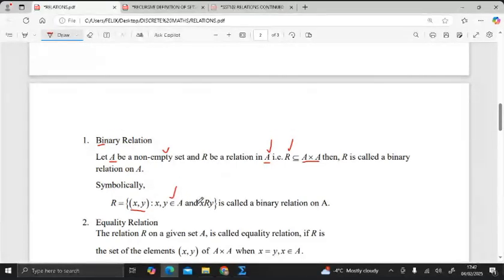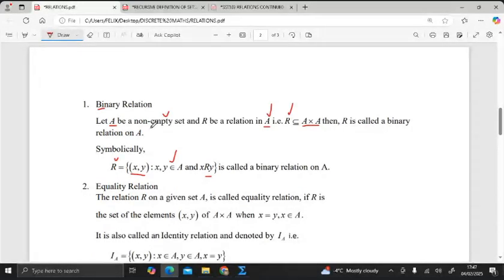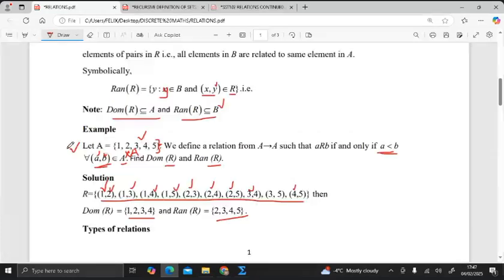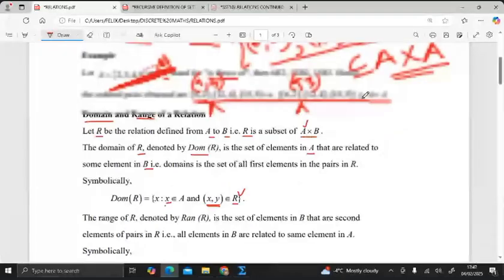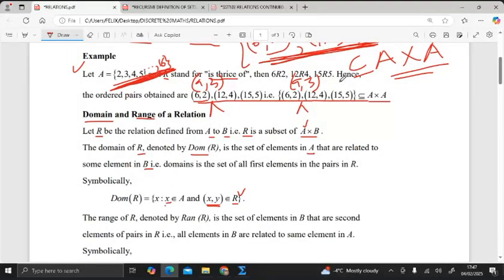And you can see in this case, you're told that symbolically, R is a binary relation if its membership is an ordered pair XY, where X and Y belong to A. Both of them belong to A, and that is true. And X is related to Y. And therefore, this one is called a binary relation, when we're having a set and there is a relation between members of a set and the same set.